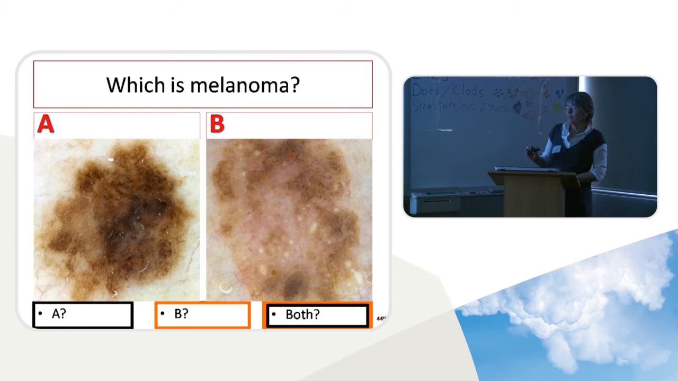So here's an example. These are two very irregular lesions. But this one has got the white unpolarized structures. And even though it looks absolutely awful, it's a benign seborrheic keratosis.